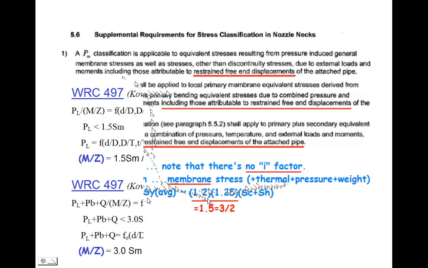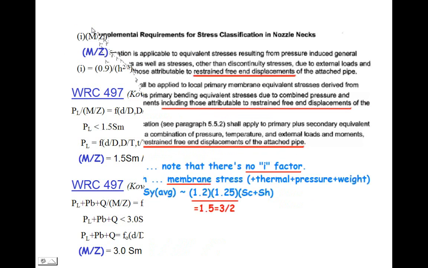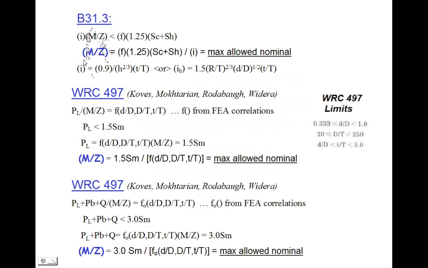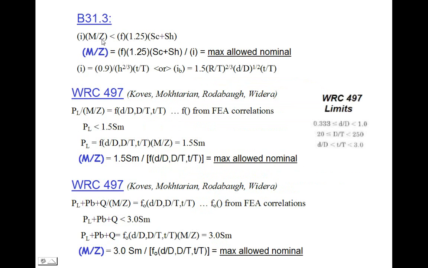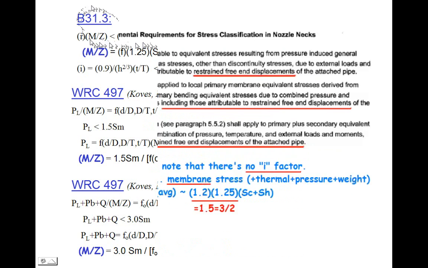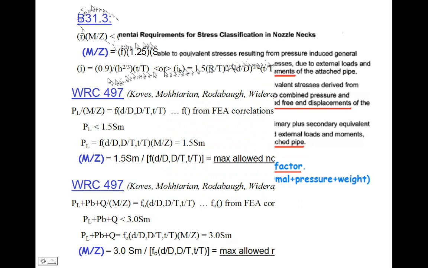The way we want to compare those numbers is I want to calculate the allowed nominal stress given the different code approaches. So B31.3 is a piping code approach. The piping code says that I times M over Z, which is the nominal stress, is less than my allowable. So to calculate the maximum allowed nominal stress, I'll divide my allowable stress by I. I'm going to use 2 I factors.